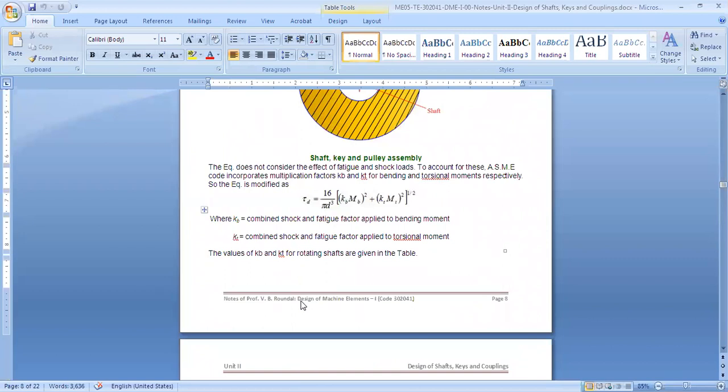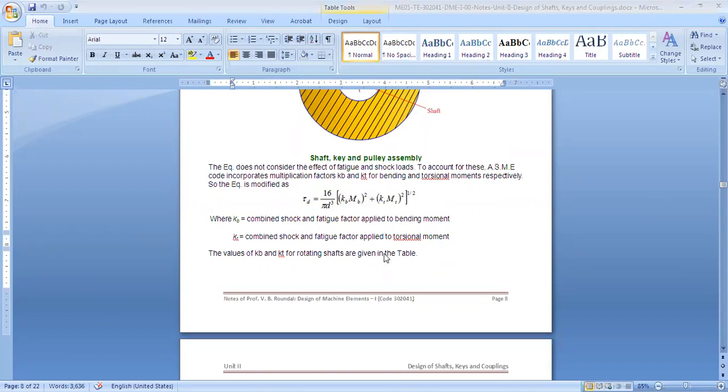Okay, so this is the equation they have as per the ASME code. The equation for design of the shaft is: allowable stress is equal to 16 upon pi d cube into the square root of (kb into bending moment) square plus (kt into twisting moment or torque) square. Here they have introduced the factors kb and kt. Now what is kb? The combined shock and fatigue factor applied for the bending moment. Similarly kt is the combined shock and fatigue factor applied for the torsional moment.